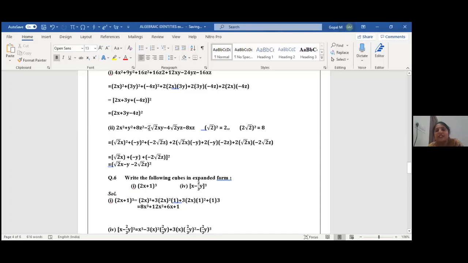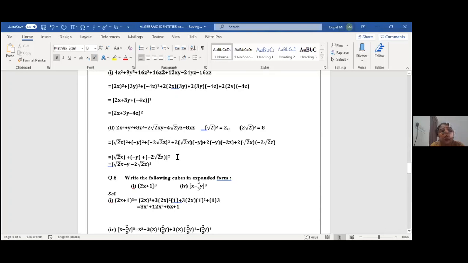Then the first and last term. See which is common? X is common. If you take X as common, that value will be positive. Now we got to know that Y is negative and Z is also negative. So I'll just write root 2x whole square minus Y whole square and minus 2 root 2 Z whole square. Any doubt, children, here?